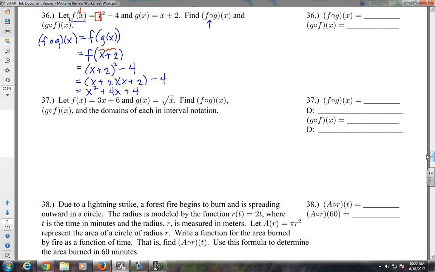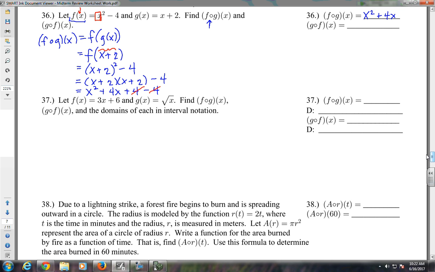Last terms there are 4, and we still have this minus 4 on the outside. Simplifying, we end up with the composition x squared plus 4x. Now don't jump to conclusions. G composed with F is not necessarily going to be the same thing.